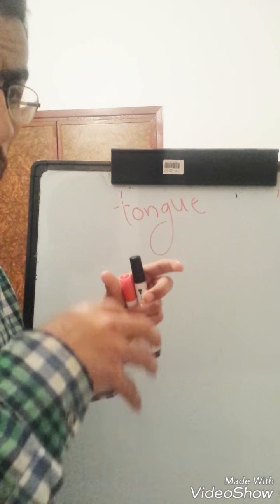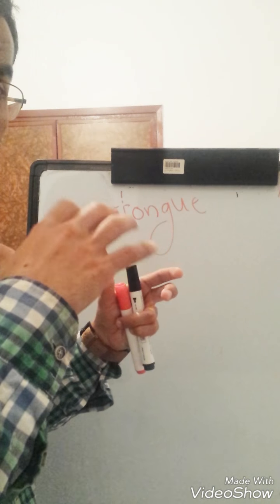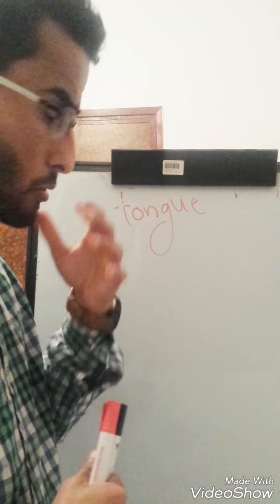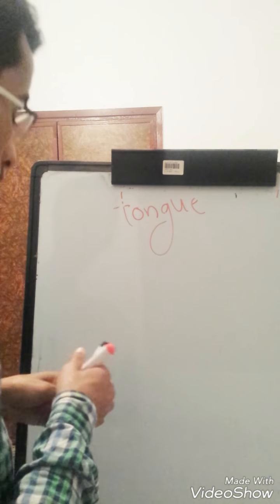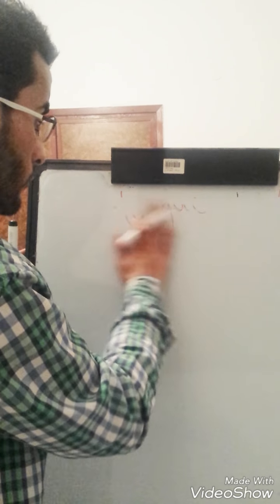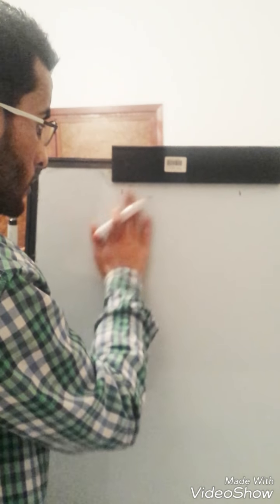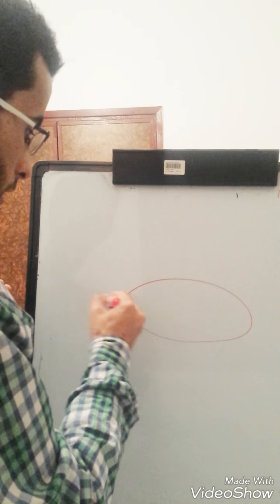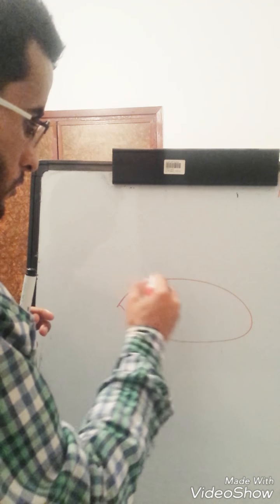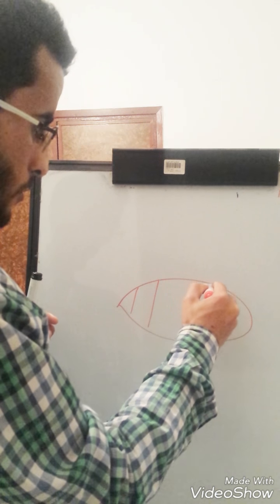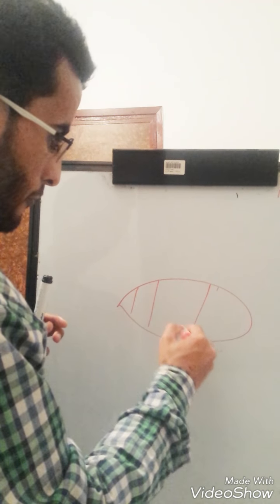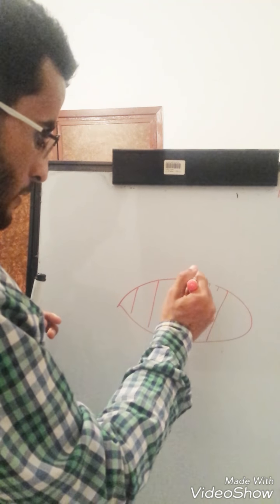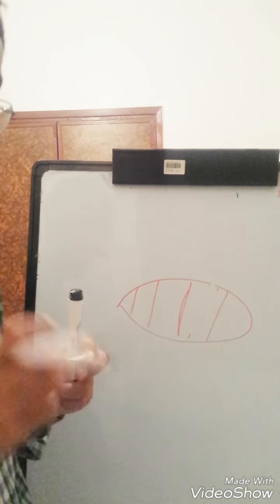which is concerned with moving and producing speech sounds. The phoneticians divided the tongue, for example, this is the tongue, into five parts: 1, 2, 3, 4, 5. Okay? Five parts.